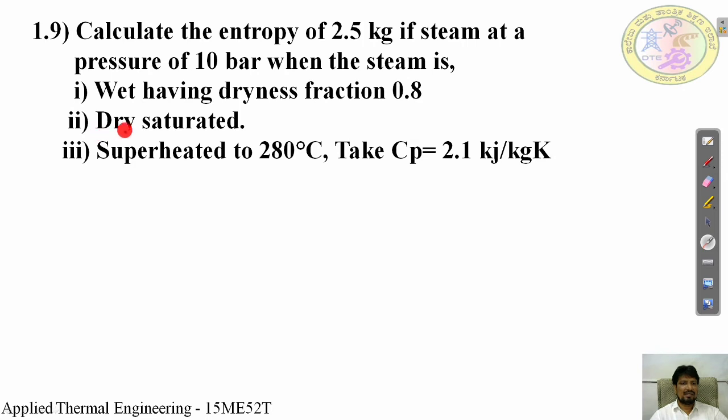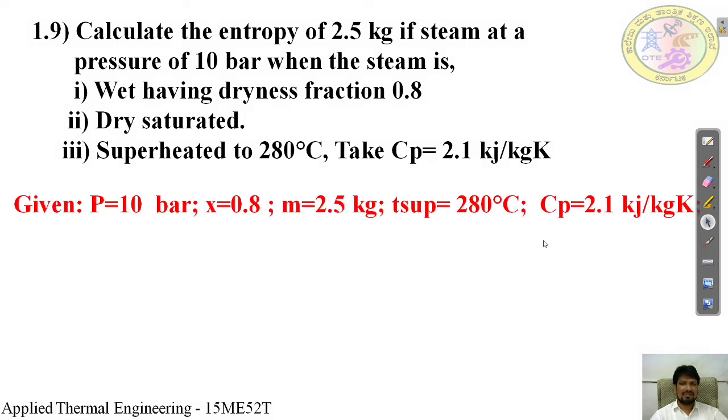And the second condition is when it is dry saturated. The third one is when it is superheated to 280 degrees centigrade. So when it is superheated, the temperature is 280 degrees centigrade. Take Cp equal to 2.1 kilojoules per kg Kelvin. So these are the values given in the problem. First, note down the given values.